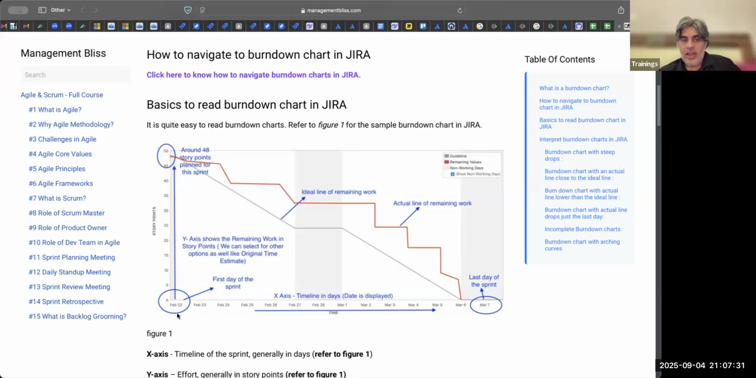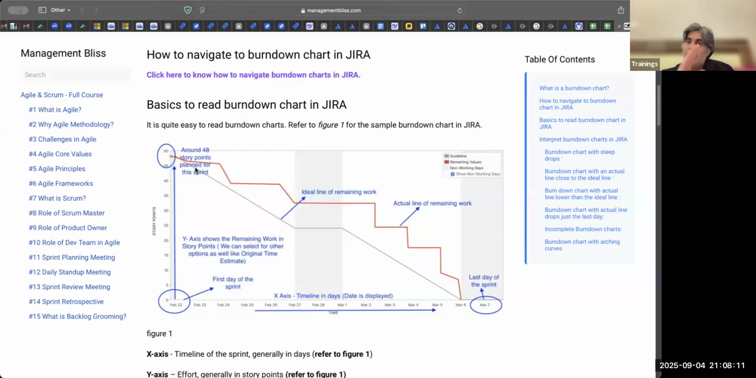On the x-axis, we take days: day 1, day 2, day 3. So this is a 10-day sprint. On the x-axis, we take the number of days, and on the y-axis, we take story points. It's a very simple chart. Then there is only one line. This red line is how many points are remaining for the team to do, the remaining work. So the burn down chart tracks the remaining work. That's it.